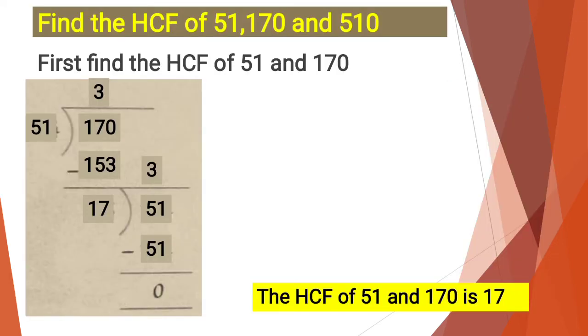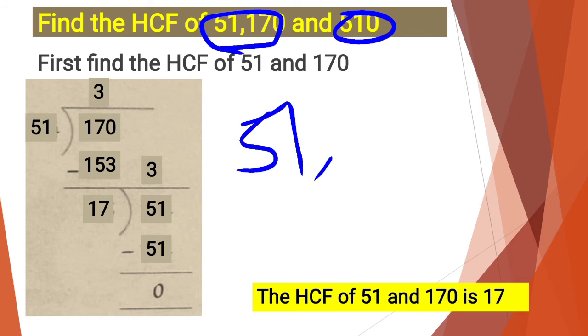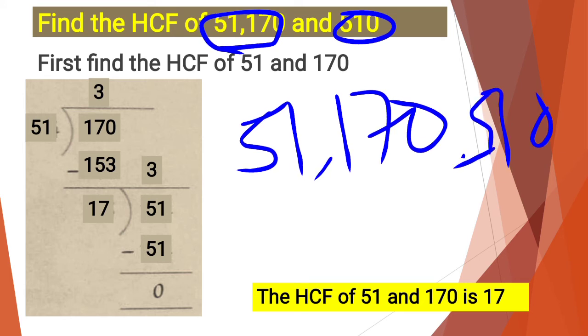Okay, so let's take one more example to understand. Find the HCF of 51, 170 and 510. Now you can see you have been given three numbers. The first two are 51 and 170, and the third one is 510. So 51 is the smaller number, 170 is the middle number, and 510 is the biggest number, right?